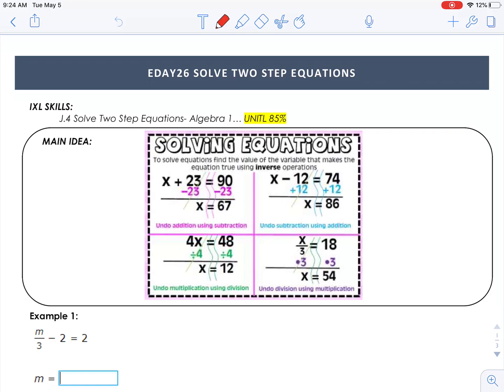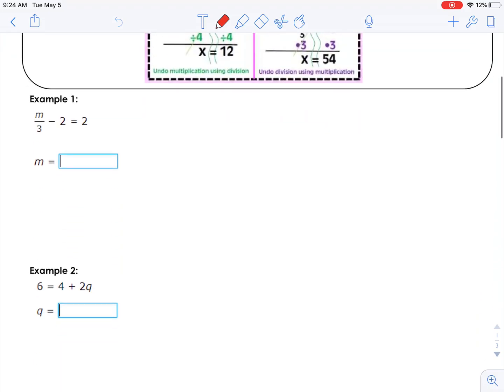We are going to solve two-step equations in Algebra 1, only going to 85%. I'm going to first rewrite this equation off to the side to give myself some room to work.